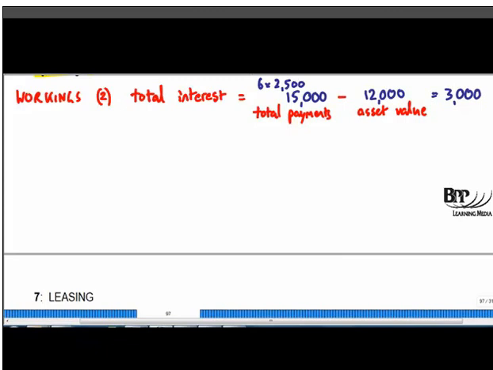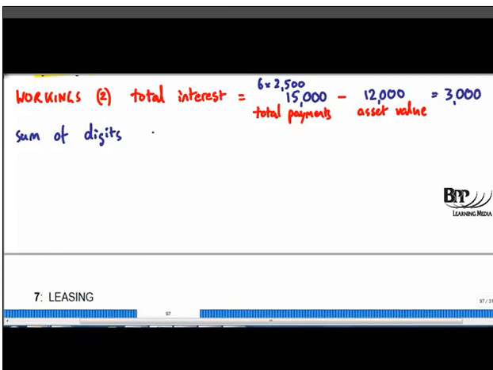Now a simple way of doing this is to use the sum of the digits method. The sum of the digits method gives you an approximate way of calculating the interest. It's not 100% accurate, but 100% accuracy takes a lot of time here. So we would recommend that you use this method, and it has been used in CIMA's own solutions.